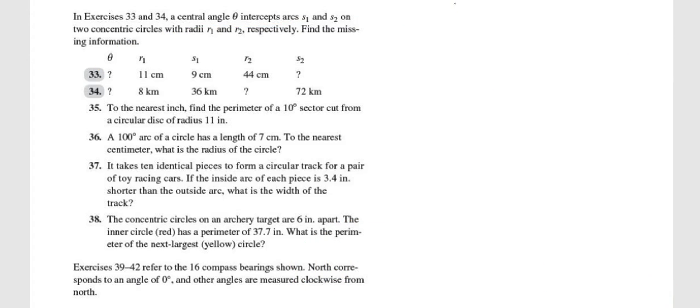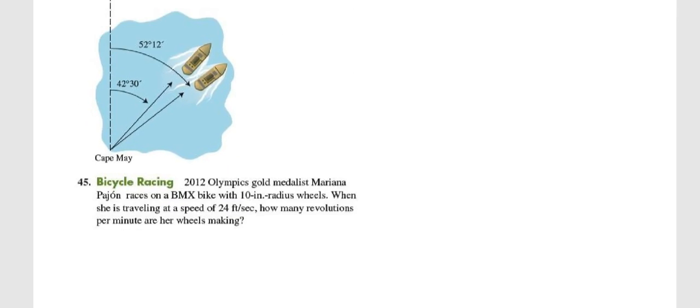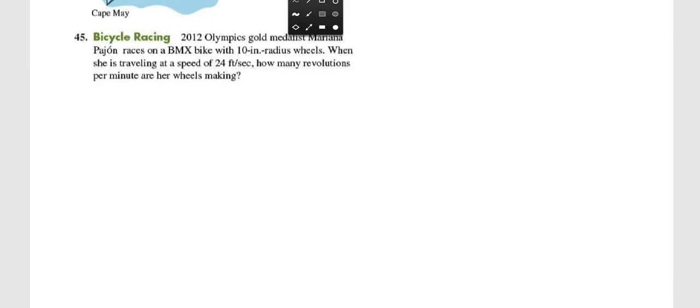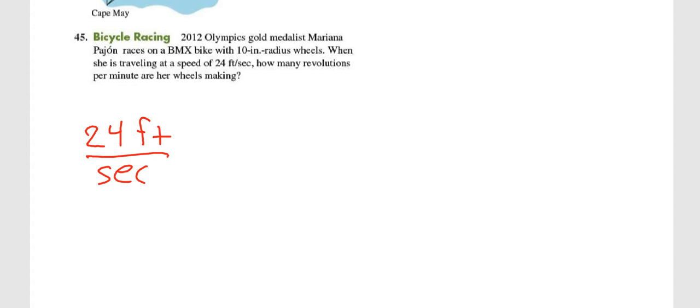Anything else? Yep. Sorry. Sachs, and then I'll go to Miss Sani. Sorry, I was gonna ask about 45. 45? Mm-hmm. 2012 Olympics gold medalist Mariana Pajon races on a BMX bike with 10-inch radius wheels when she is traveling at a speed of 24 feet per second. How many revolutions per minute are her wheels making?